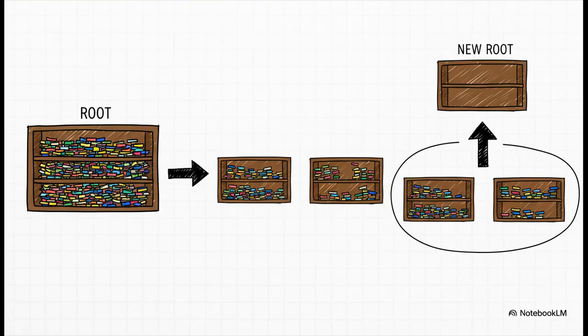And this is so important to get. The tree actually grows up, not down. When that very top shelf, the root, finally splits, a brand new top shelf is created above it. That's the secret sauce to keeping the whole structure perfectly balanced, and most importantly, incredibly short.